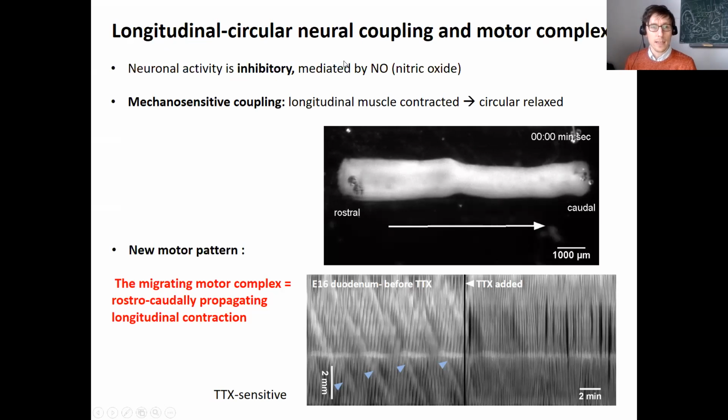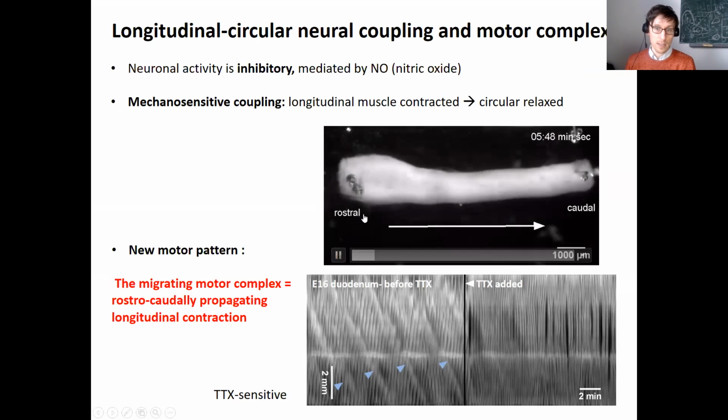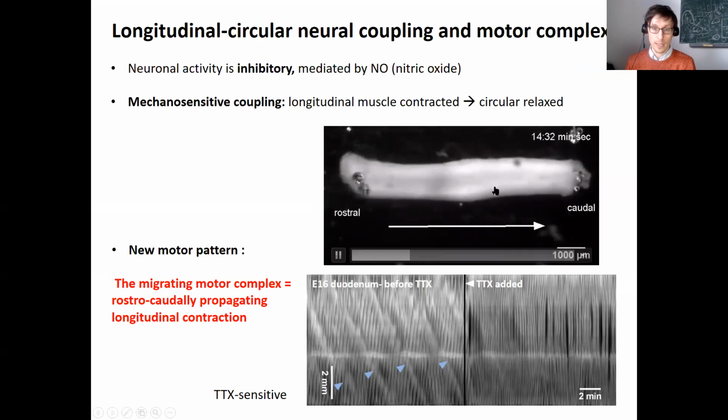We think that the mechanosensitive coupling between the two muscle layers is the following. When longitudinal muscle contracts, it will compress the ganglia, causing them to release NO, which relaxes the circular muscle layer. And this coupling gives rise to a new motor pattern, which you'll see in this movie. So first, you'll see high frequency circular waves propagating from left to right, this migrating motor complex. There it is. Again.